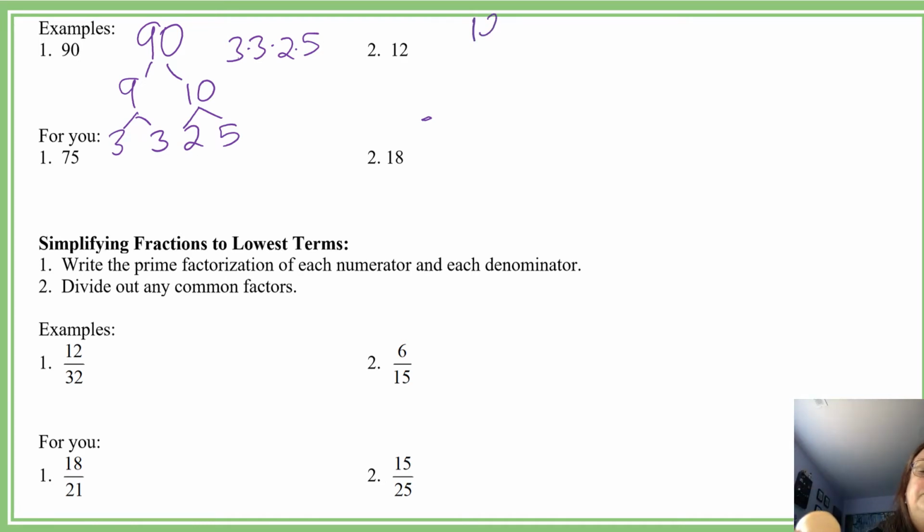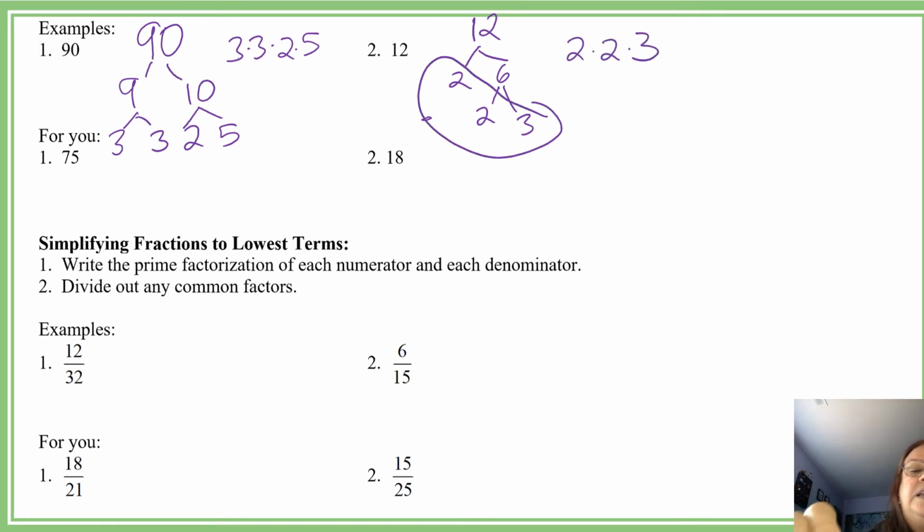12, 2 and 6, 2 is prime. 6 is 2 and 3. So my prime factorization for 12 is 2 times 6 times, oops, no, 6, apologies, that's not prime. Okay, so it's 2 times 2 times 3. Basically, it's the ends of all your trees, your branches.